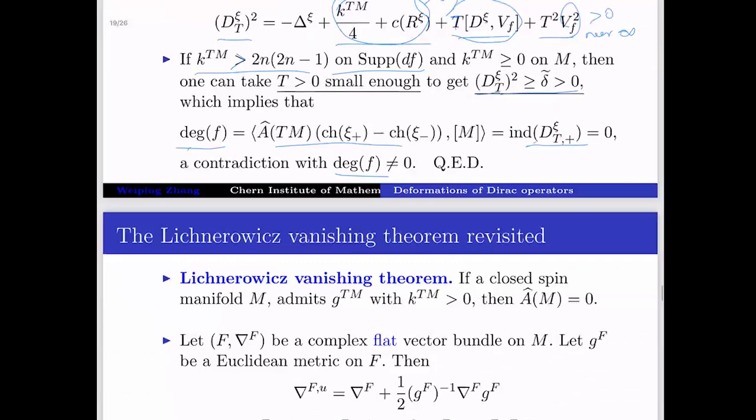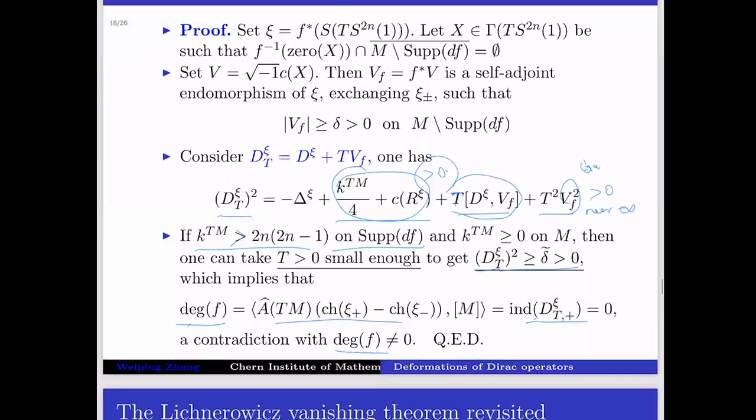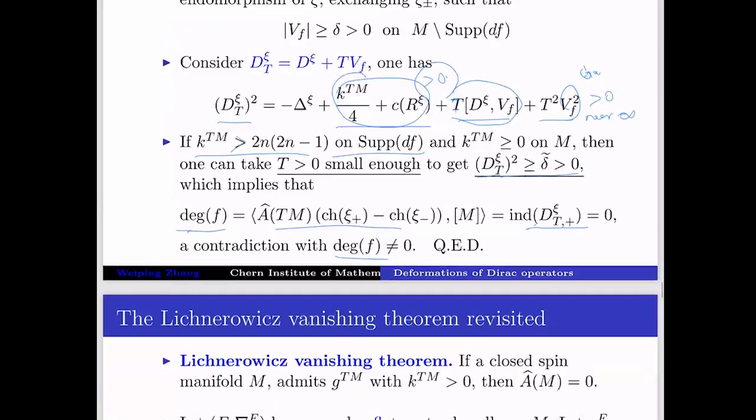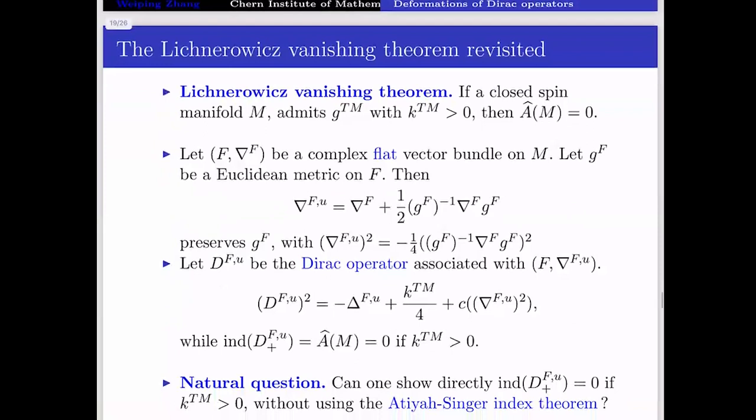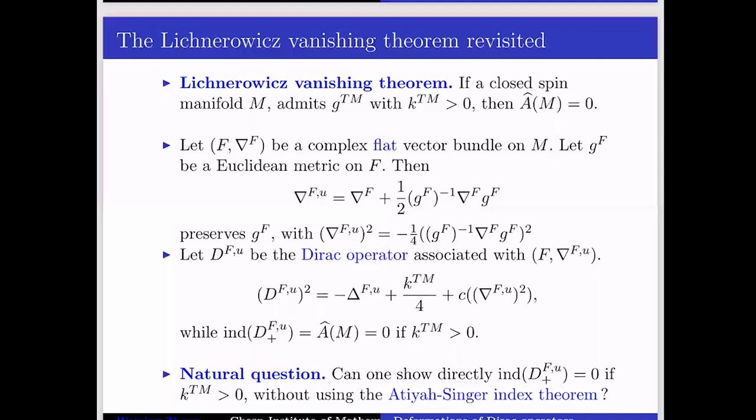Then, since the Lichnerowicz formula has played a very important role, I would like to take a closer look at this Lichnerowicz formula, which states that a spin manifold with a metric of positive scalar curvature has A-hat genus equal to zero. So now we take a complex flat vector bundle. That means you have a flat connection. But the flat connection need not preserve a metric. So there should be a Hermitian metric on F.